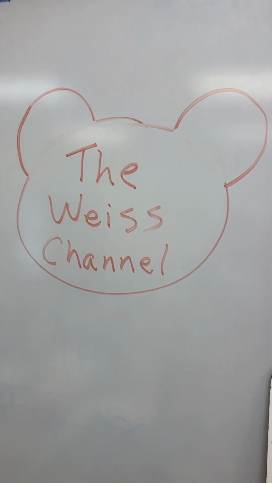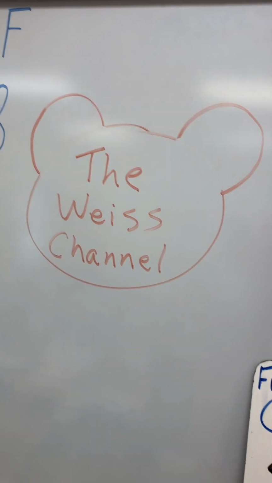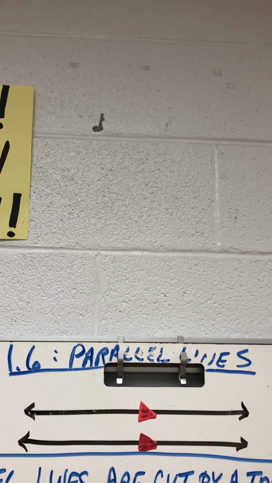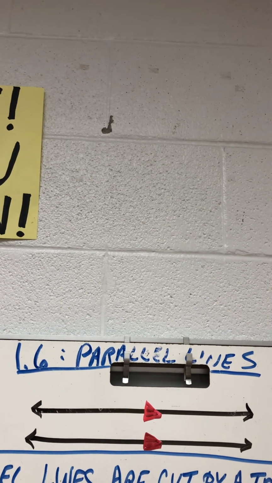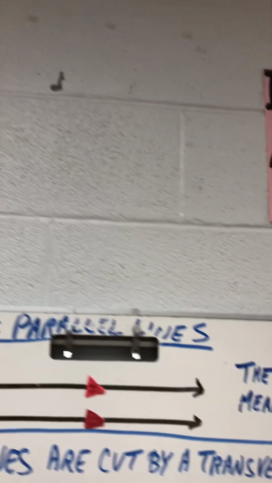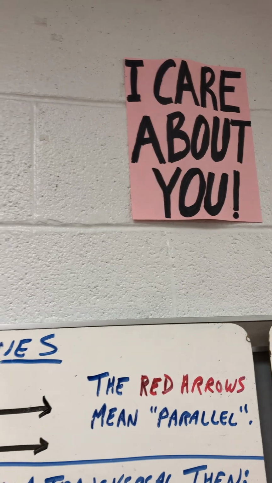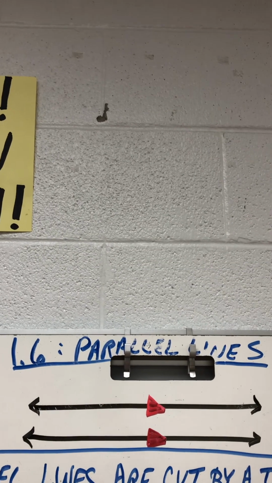Today I'm talking about parallel lines. Right here you have two parallel lines. You see those red arrows? The red arrows mean the two lines are parallel. Parallel means they do not intersect.